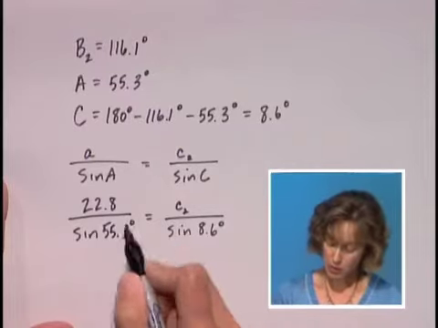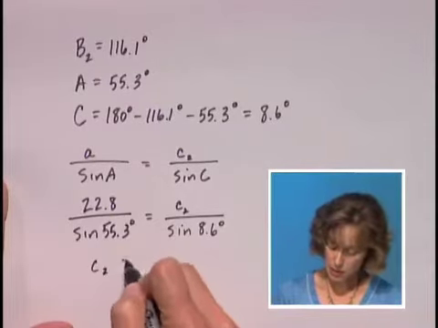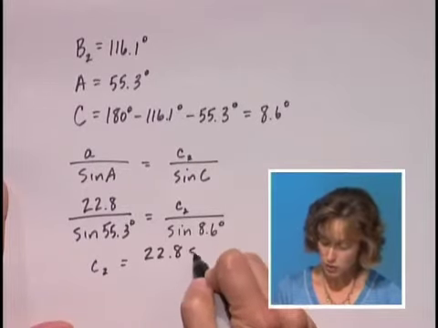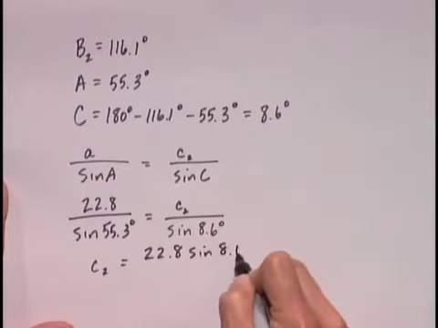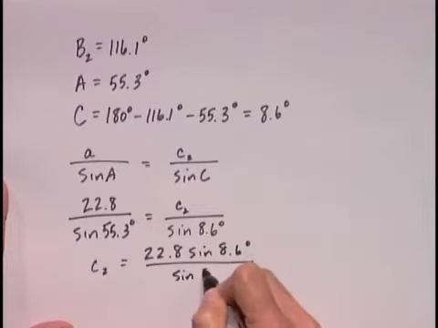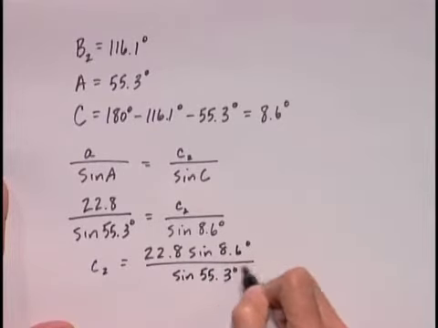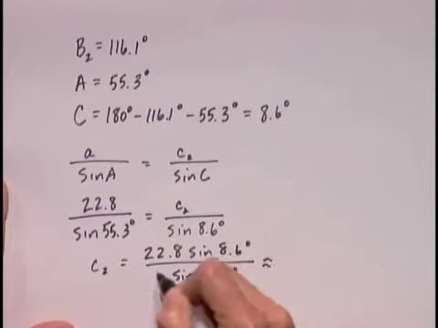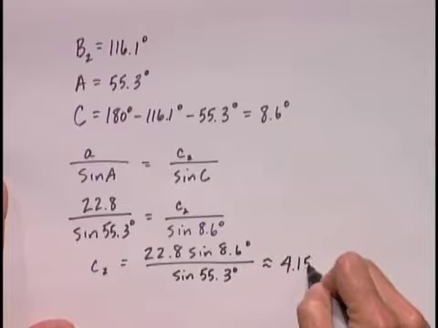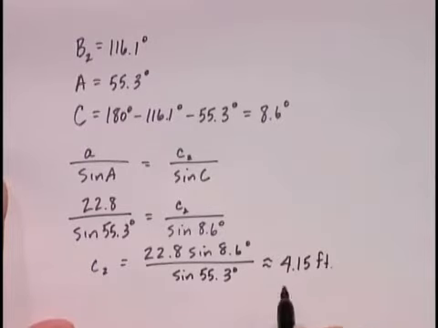I'll multiply by sine 8.6 to get that C2 can be found by taking 22.8 times the sine of 8.6 degrees divided by the sine of 55.3 degrees. With the help of a calculator, you'll find that that comes out to 4.15 feet, which is another possibility for the second triangle that satisfies the given information.